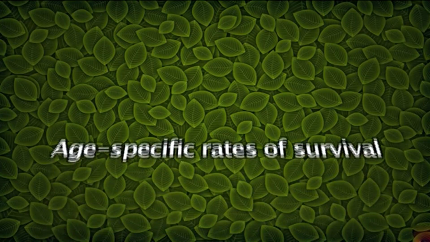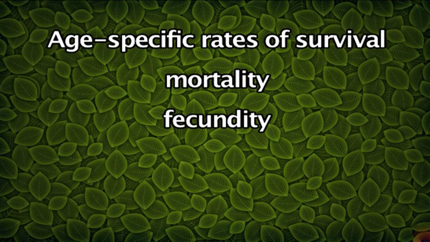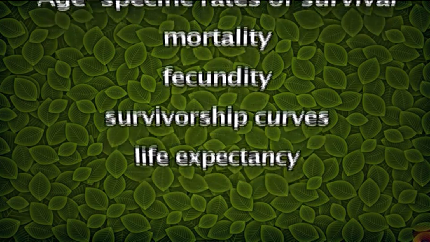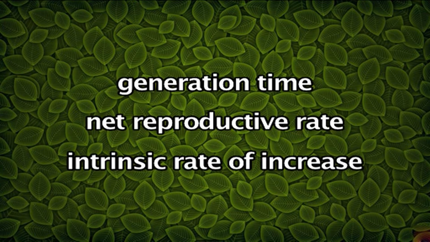Survivorship and fecundity schedules are the raw data of any particular life table. From them, we can calculate a variety of other quantities, including age-specific rate of survival, mortality, fecundity, survivorship curves, life expectancy, generation time, net reproductive rate, and intrinsic rate of increase. Which of these quantities you calculate will depend on your goal in constructing the life table.